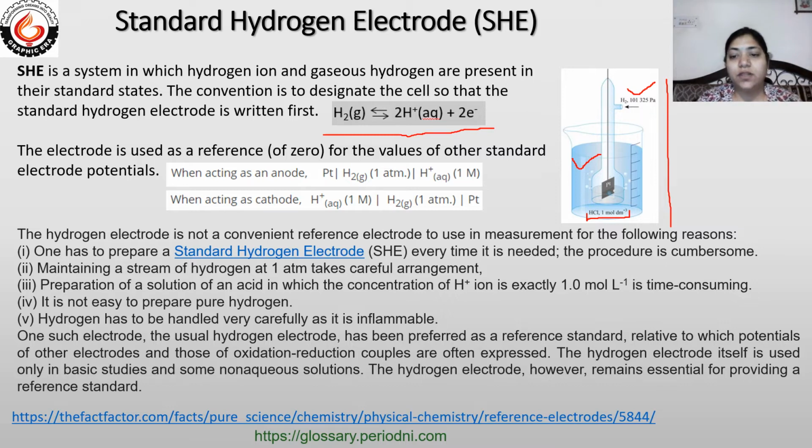So in that case the standard hydrogen electrode is used only to standardize the secondary standard electrodes, and secondary standard electrodes are quite stable. Normally we can use those secondary standard electrodes in our lab conditions to determine the standard electrode potential of some other unknown elements. In this way the standard hydrogen electrode is mostly used only to determine the standard electrode potential of secondary standard electrodes.